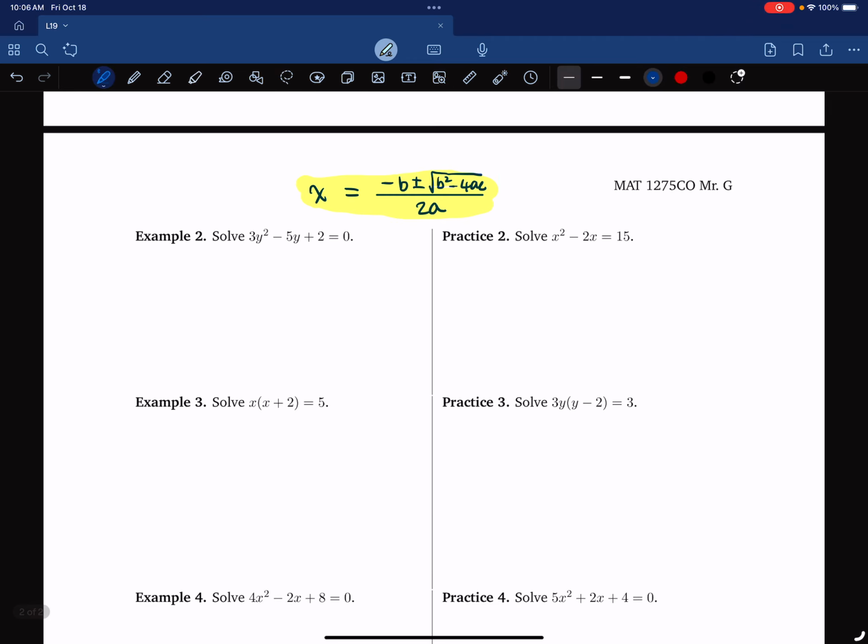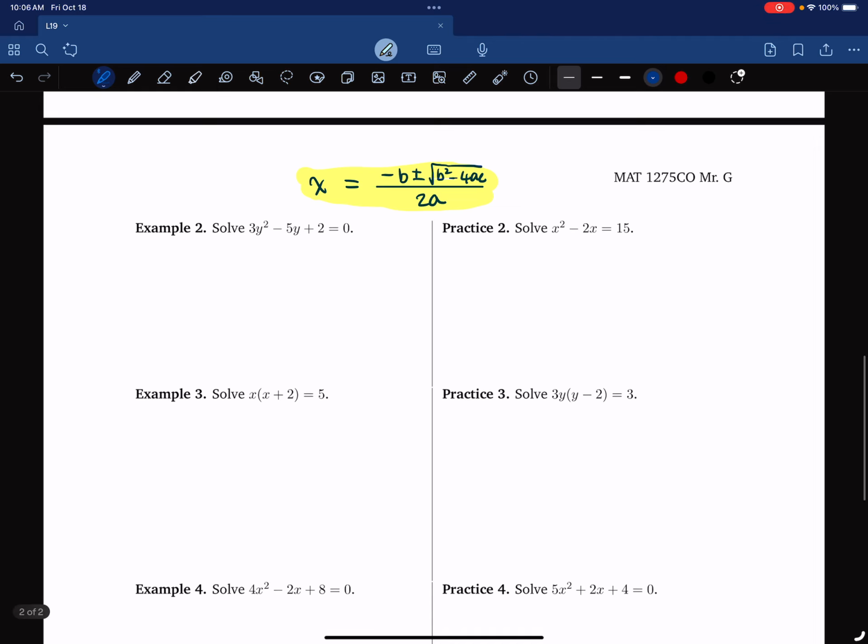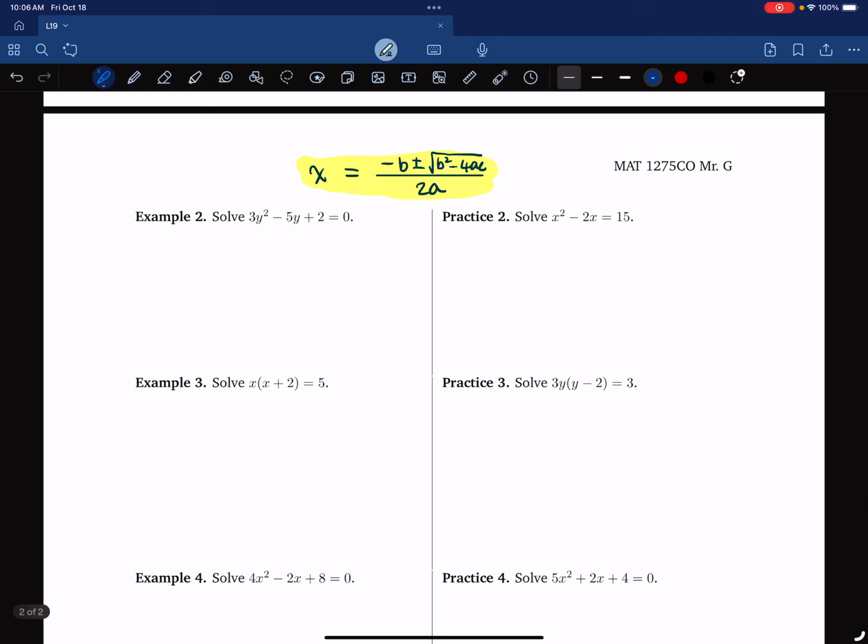You can do the same thing. You could copy the formula to the second page and complete the problems, especially the practice ones. So the example ones, I'm going to guide you through, but I want you to practice with the practice ones on your own. Starting with example 2. 3y squared minus 5y plus 2 equals 0. This is definitely a quadratic equation.